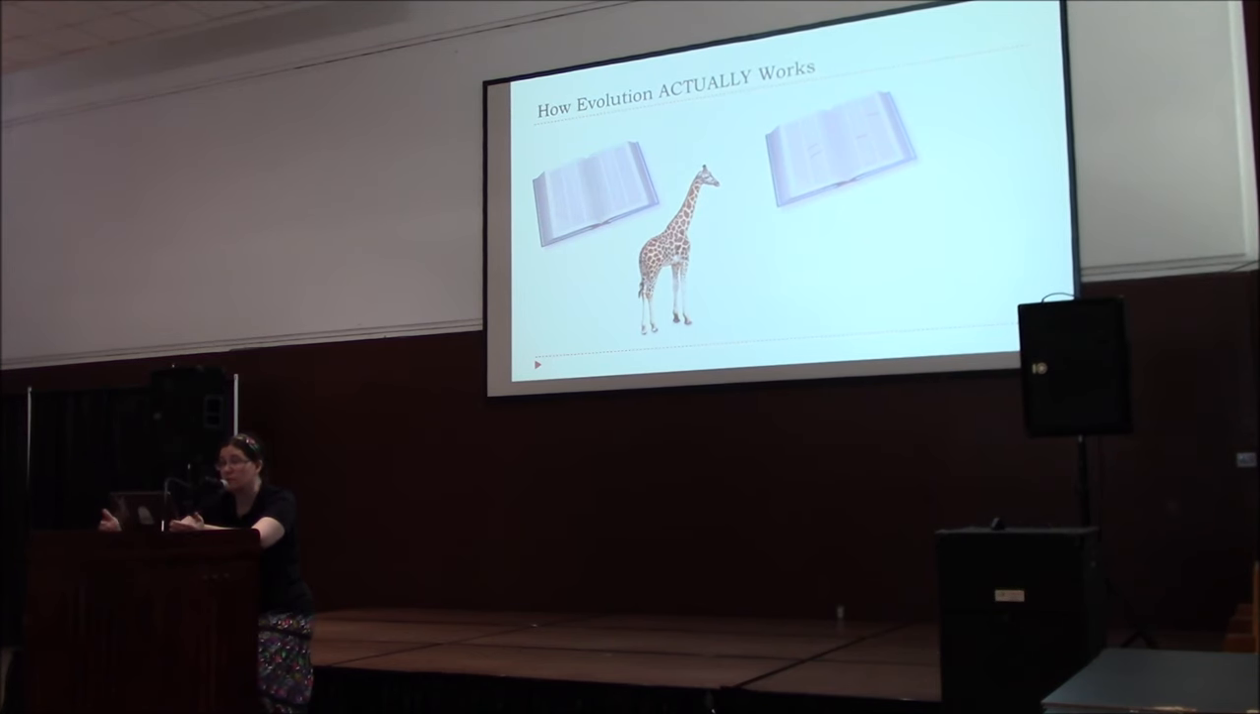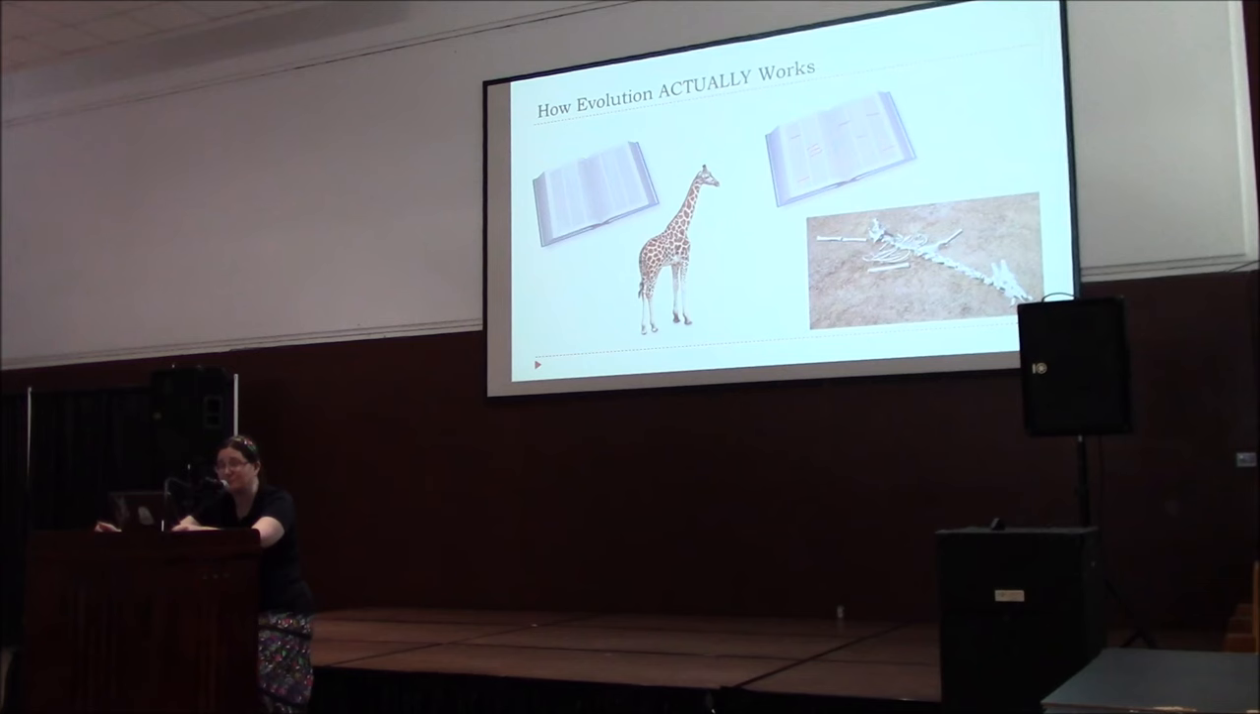Every giraffe, since they didn't build the printing press, has to painstakingly copy the entire instruction manual to build a new giraffe, to build a baby giraffe. So every time a giraffe copies its instruction manual, it makes about 100 mistakes. It passes those along to its offspring, who make their own 100 mistakes, and they pass 200 mistakes along to their offspring, who make their own 100 mistakes, who pass 300 mistakes along to their offspring. You see where I'm going with this? So over time, as mutations accumulate, you don't get a better giraffe, you get a dead giraffe.